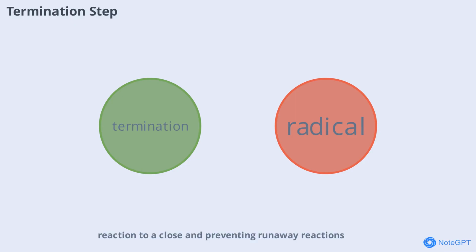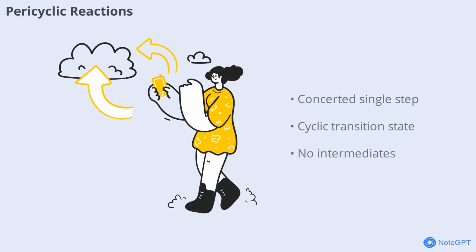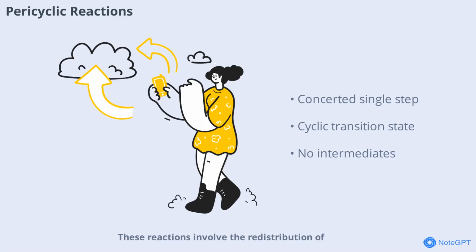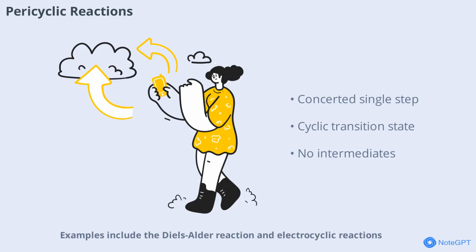Pericyclic reactions are a unique class of organic mechanisms that occur in a single, concerted step without intermediates. These reactions involve the redistribution of electrons in a cyclic transition state. Examples include the Diels-Alder reaction and electrocyclic reactions. Pericyclic mechanisms are governed by orbital symmetry rules, making them predictable and highly useful in synthesis.